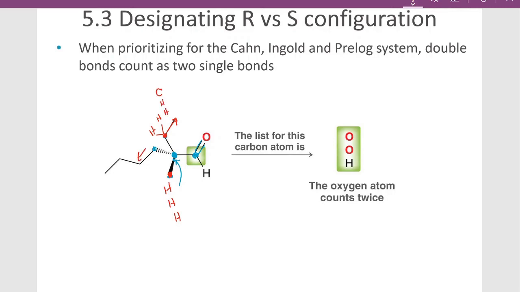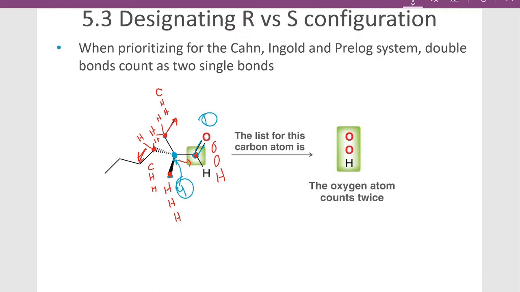Moving this way, this carbon has carbon, hydrogen, hydrogen. So these two are tied. Moving this way, this carbon has oxygen, oxygen, hydrogen. So at those four points, I can assign two priorities. This is priority number 1. This is priority number 4.